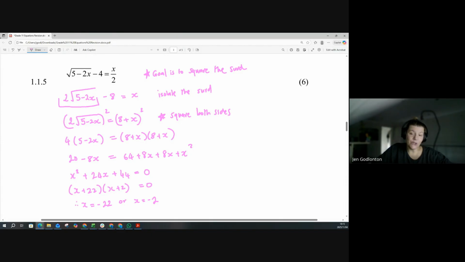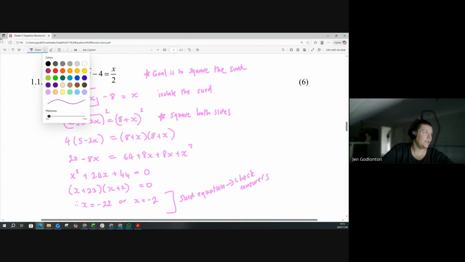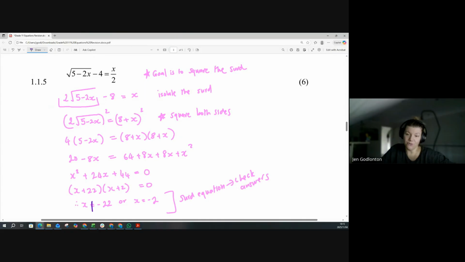Now with the surd ones, we don't have restrictions. So when we have a surd equation, we have to check. It's part of the process. So you have to check your answers. And when you check your answers here, you should see that x cannot equal negative 22.